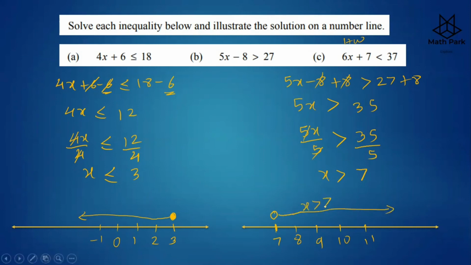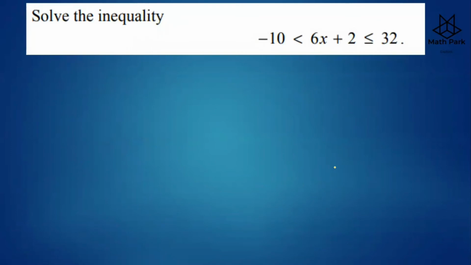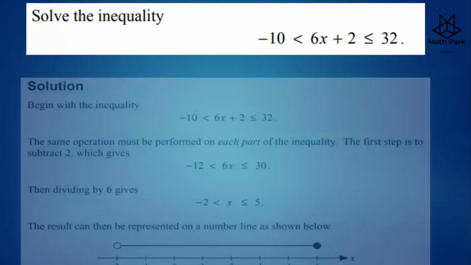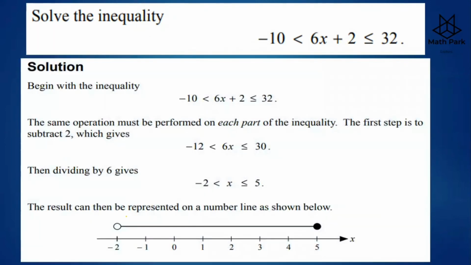Understood? Let us understand the next part: solve the inequality. Now it is a combined inequality. Okay, so it is minus 10 less than 6x plus 2 less than or equal to 32. So what we will do now, we have plus 2 there, so we will be subtracting 2 from both ends. Let us understand how it is being done over here. First thing, we need to remove this plus 2, right? So we will be subtracting 2 from both sides.